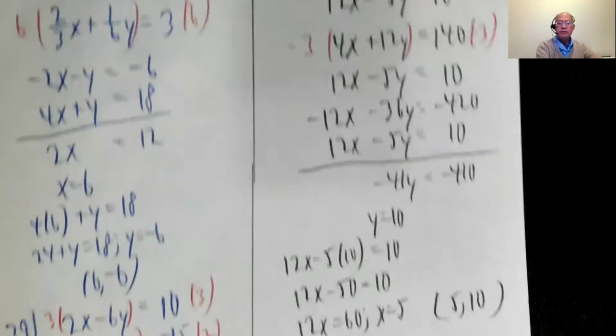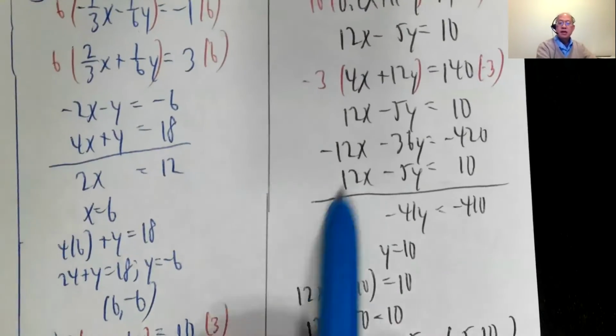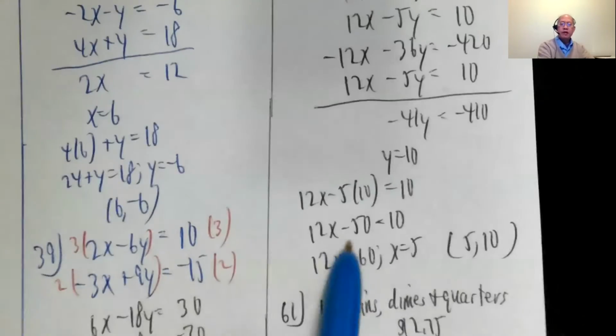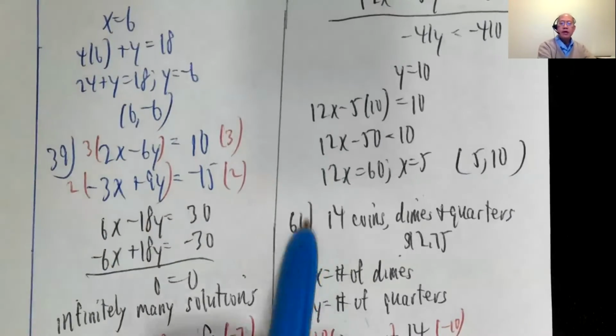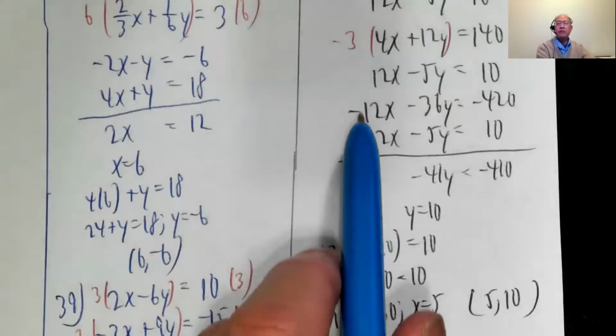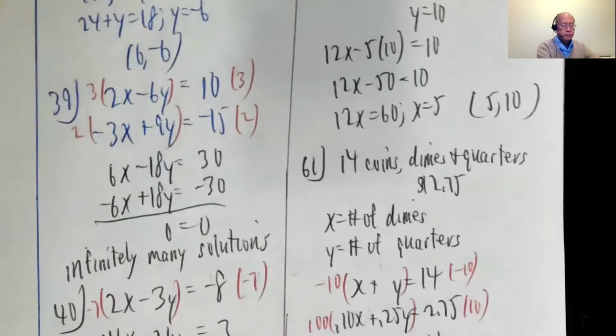Gives me negative 41y equals negative 410. That means y is equal to 10. Plug in 10 right here. 12x minus 5 times 10 equals 10. 12x minus 50 equals 10. Add 50. 12x equals 60. x equals 5. So (5, 10). And if you plug in, they should both work.